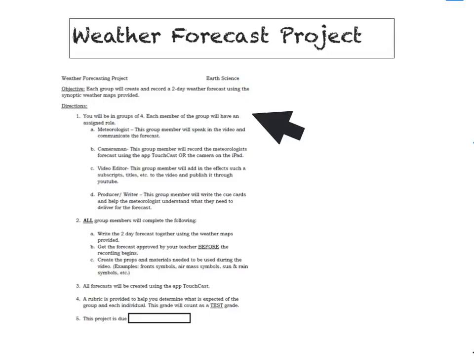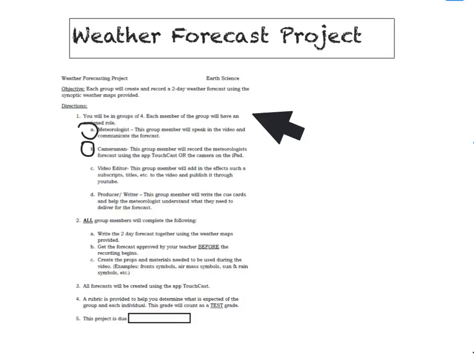The very first part of this project is assigning people in your group some jobs. In a moment I'm going to ask you to stop the video and pick somebody to be your meteorologist, someone who's actually going to get in front of the video camera and deliver your 2-day forecast. You need someone to be the camera person who's going to be doing the recording and getting familiar with the app, either TouchCast, iMovie, or some other video creator app.